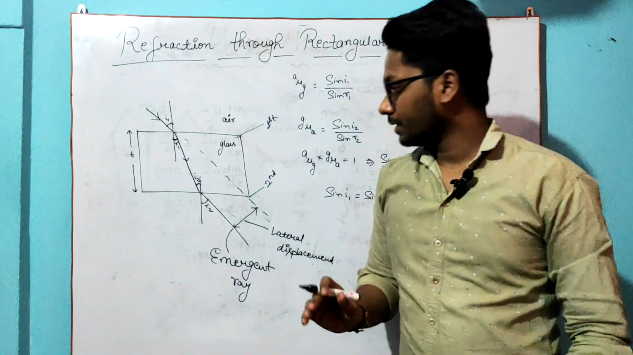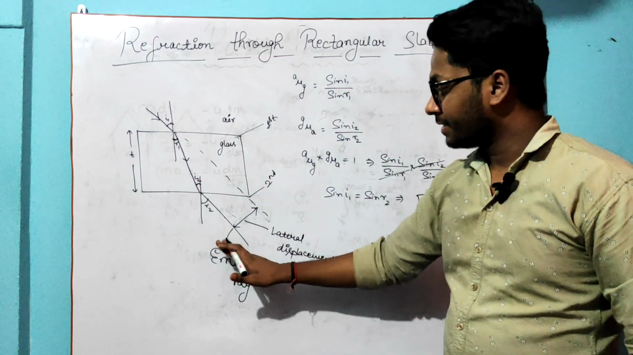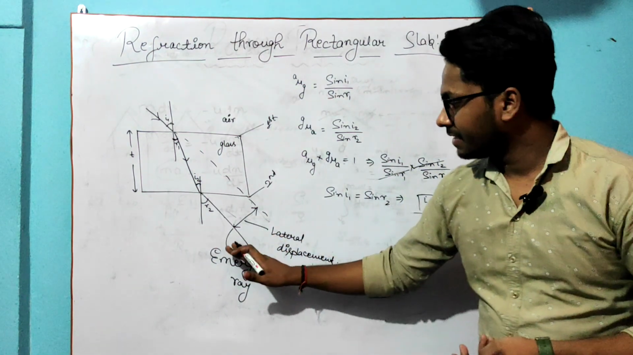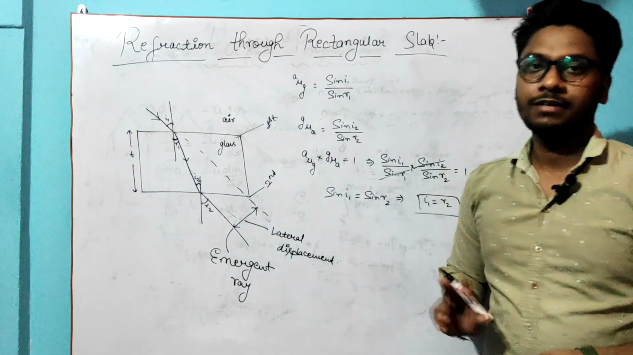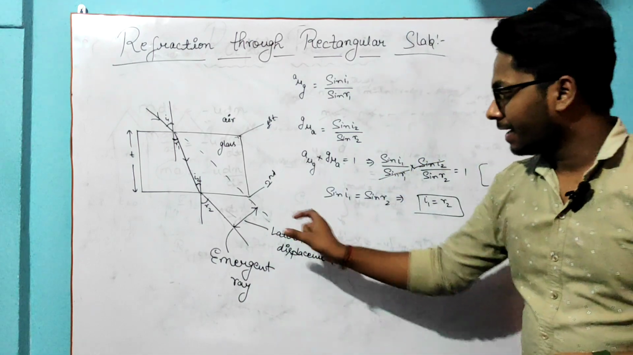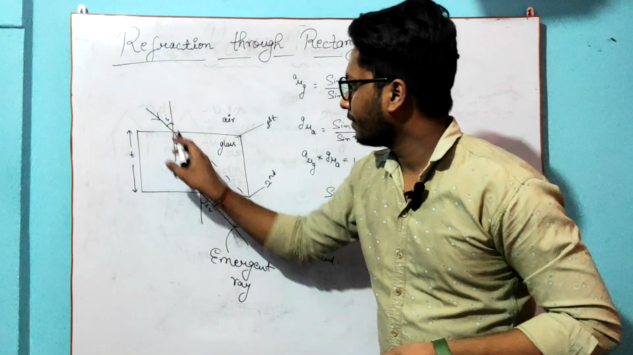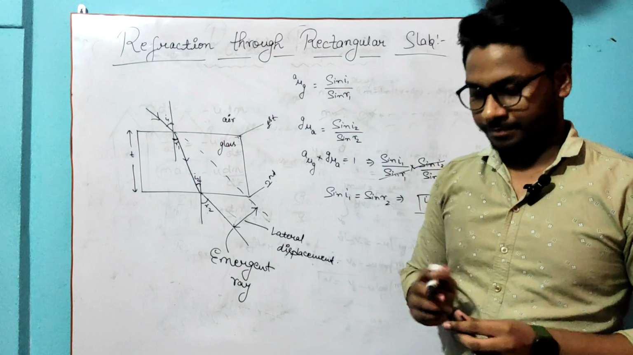See, the original incident ray and the emergent ray are not lying on the same line. The emergent ray gets displaced from its original ray by some amount, which is called lateral displacement. So our aim is to find the value of this lateral displacement. As we know, this angle I1 is equal to R2 and these angles are equal.